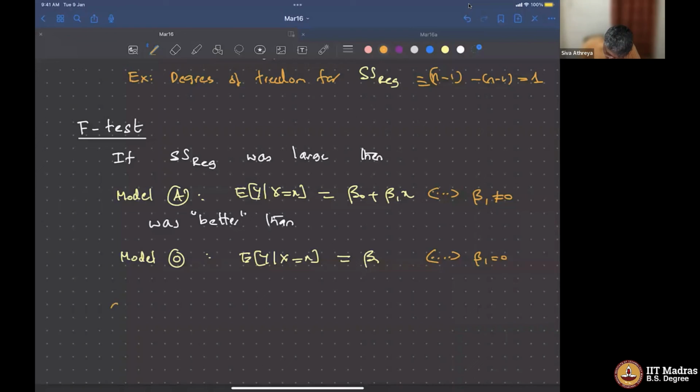But the question now is, how large is too large? Or how large is significantly large? That is, how can I make a judgment call on this? Can I tell you, okay, if this is reasonably large enough, then I throw it away, otherwise I will keep it?